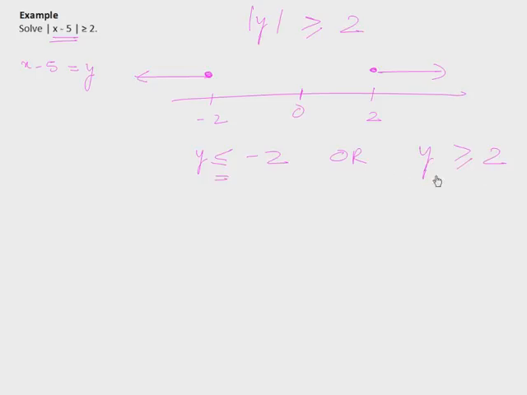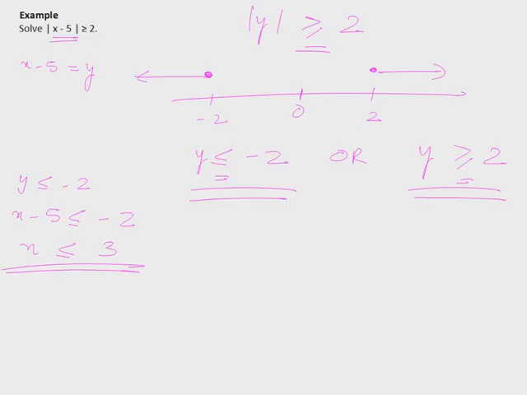The equal to sign comes in because here there's an equal to sign. It's absolute value of y greater than equal to 2. So these are my two solutions. Replace y by its expression in x and solve them. So y less than equal to minus 2 will become x minus 5 less than equal to minus 2, which becomes x less than equal to 3. I just added 5 to both sides. Y greater than equal to 2 will become x minus 5 greater than equal to 2, which will become x greater than equal to 7. So that's your solution.